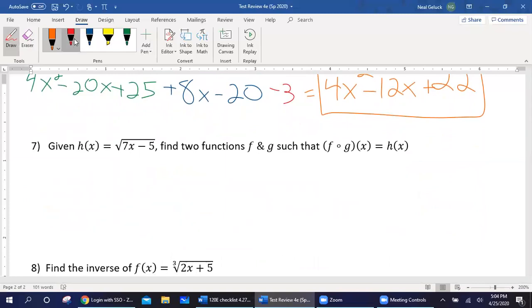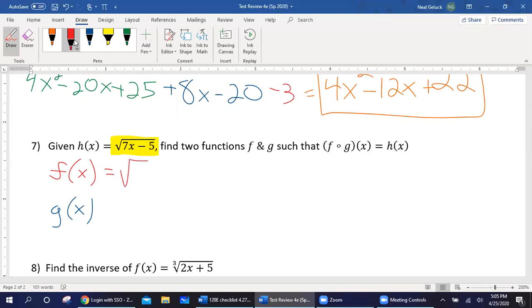For number 7, we're given some function h of x, and we want to basically decompose this function into 2 pieces. So I want to turn it into 2 functions, f and g, such that if I compose those functions with each other, it would give me h. So this square root 7x minus 5, that's the result. I want to backtrack and figure out what 2 functions could have turned into that. Here's one option.